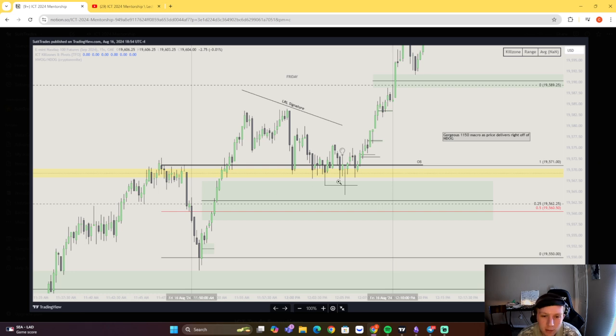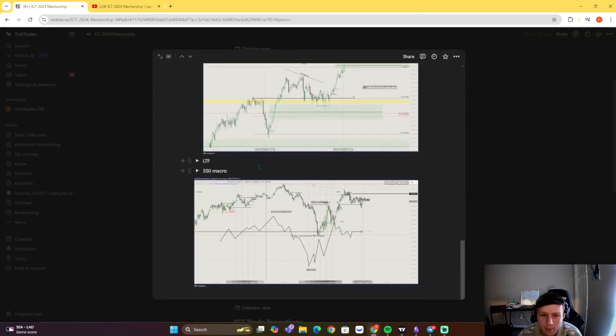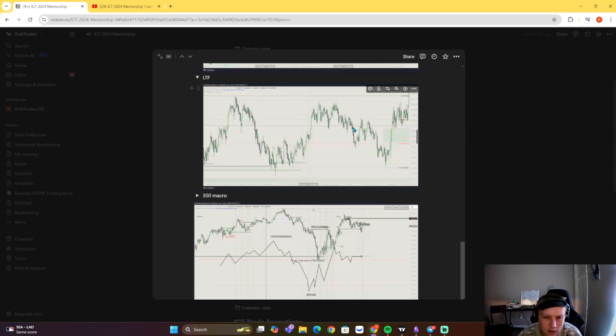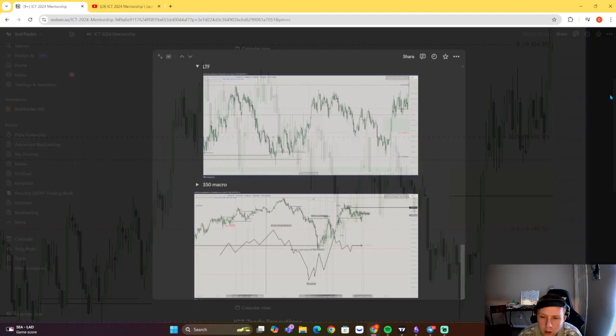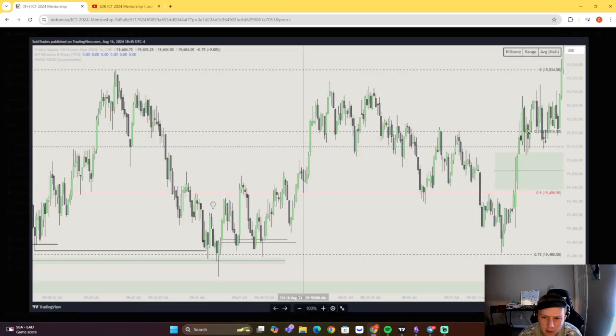Where's the energy within the market? Well, we just had displacement from here, so if we know that energy is coming from here, it's more likely to continue in that flow. Lower time frame, I don't know. I think this is the.